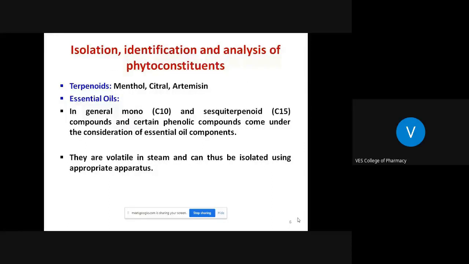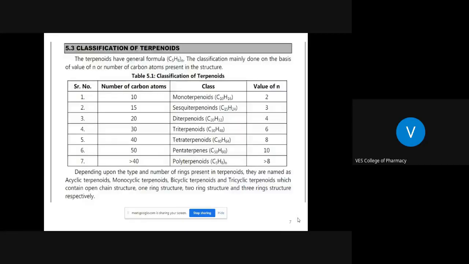Now, in general, depending upon the number of carbon atoms, these terpenoids are classified as monoterpenoids and sesquiterpenoids. And also, there are certain phenolic compounds which come under consideration of essential oil components. They are volatile in steam and therefore they can be isolated by using appropriate apparatus.